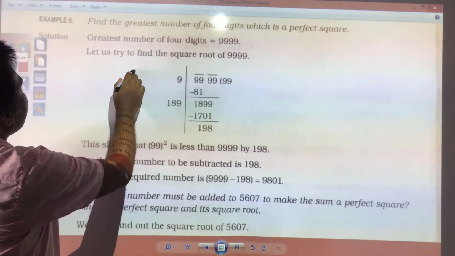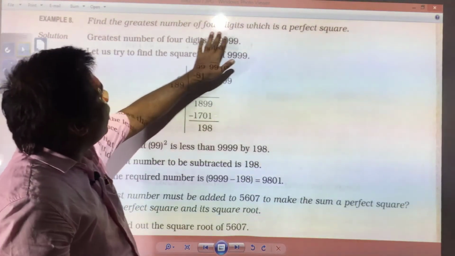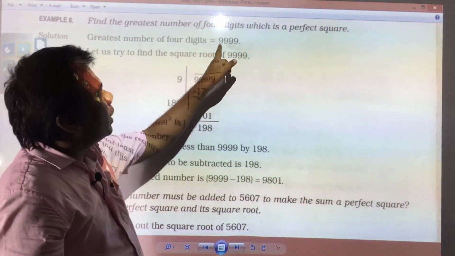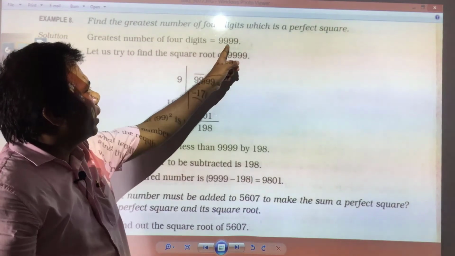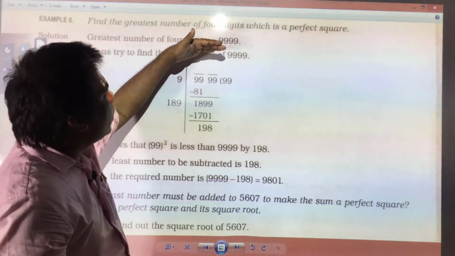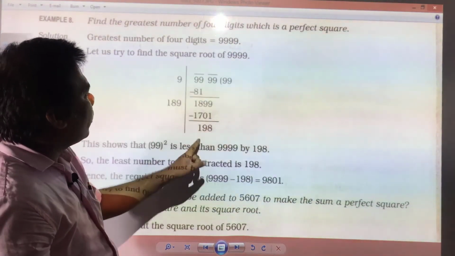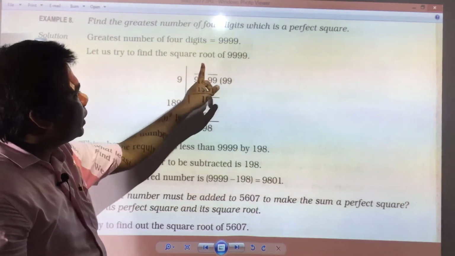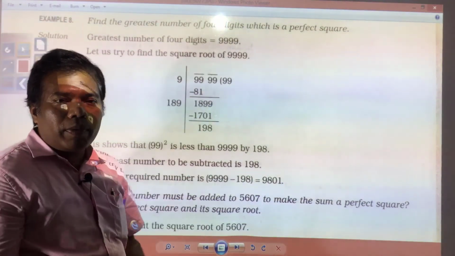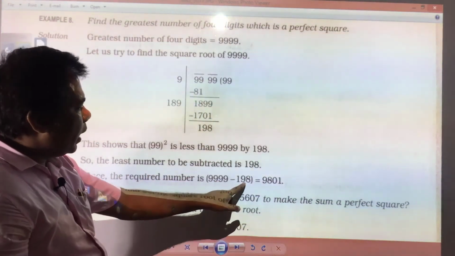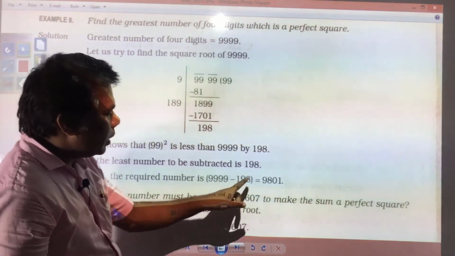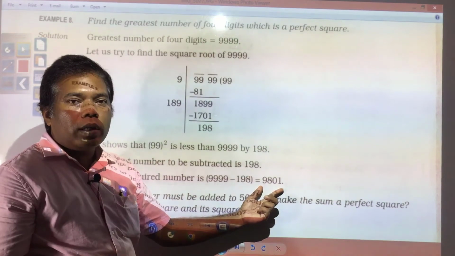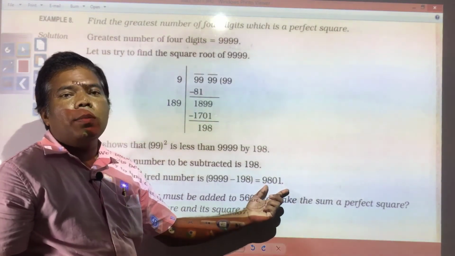Next you have: find the greatest number of 4 digits which is a perfect square. Again, here you see, the greatest 4 digit number we know is 9999. You try to find the square root of this. So, you have got remainder 198. If you subtract the remainder from this number, that number will be a perfect square. So, the same thing has been done: 198 has been subtracted from this, and you have got 9801, and this is the greatest 4 digit number which is a perfect square.